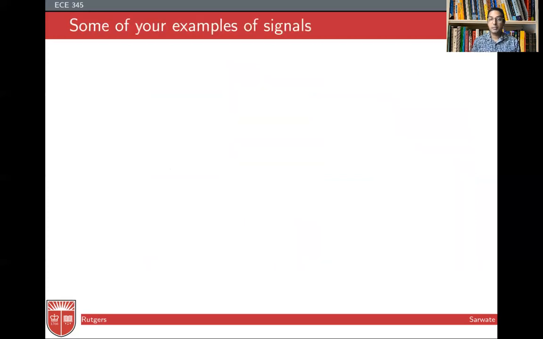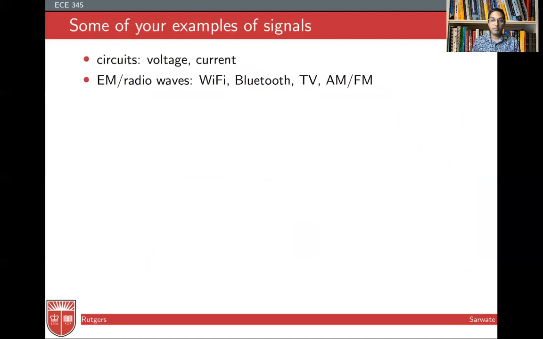Some examples of signals that were brought up in previous versions of this course, that students came up with on their own, were circuits. For example, voltage and current signals are signals that you measure when you do basic circuits for PE2, for example. A lot of people mention EM radio waves, such as Wi-Fi or Bluetooth or TV or AM, FM radio.